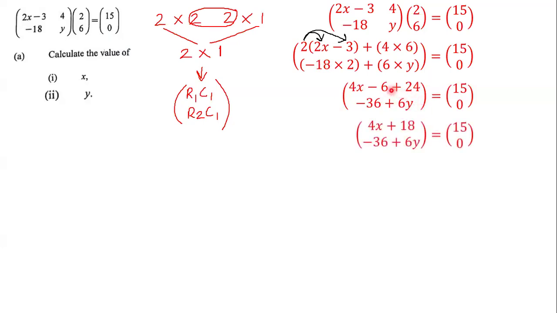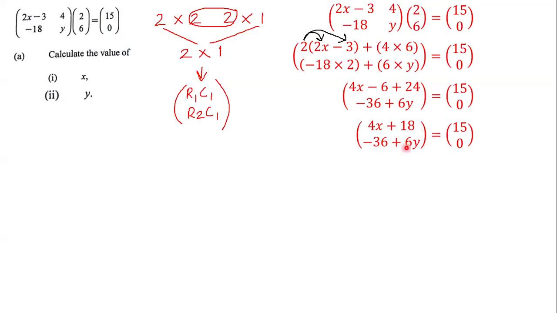So let's do that. We have negative 6 plus 24, and negative 6 plus 24 is a positive 18. We bring down the negative 36 plus 6y, and then we also bring down the 4x. So now on the top, for row 1, column 1, we have 4x plus 18. And then for row 2, column 1, we have negative 36 plus 6y, and we set that equal to this matrix. Now, we cannot simplify this any further because 4x and 18 are unlike terms, and negative 36 and 6y are unlike terms, so we cannot add these, right?